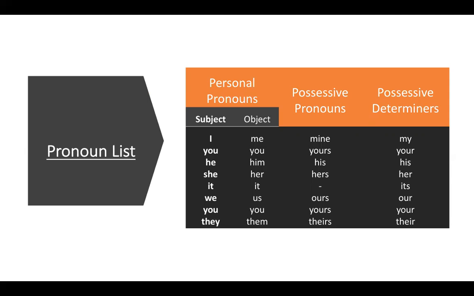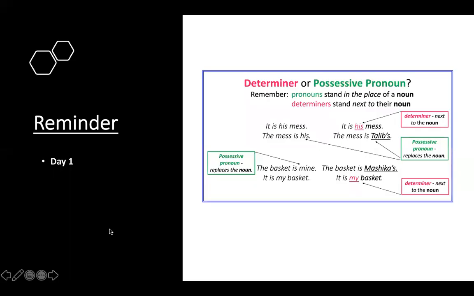So we've got the personal pronouns, it's I, you, he, she, which is the subject, and then the object is me, you, him. But again, I want to discuss that with you at a later point, face-to-face, because all I want you to know now is the difference between the personal pronouns, possessive pronouns, and the possessive determiners. That's your objective. So reminder, determiner or possessive pronoun: it is his mess, the mess is his.